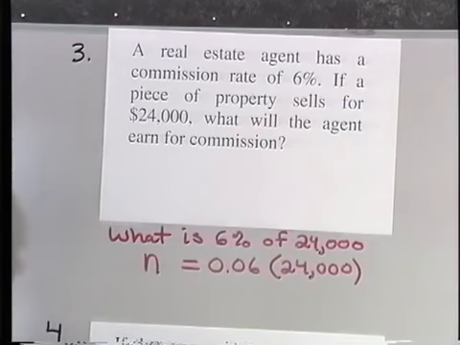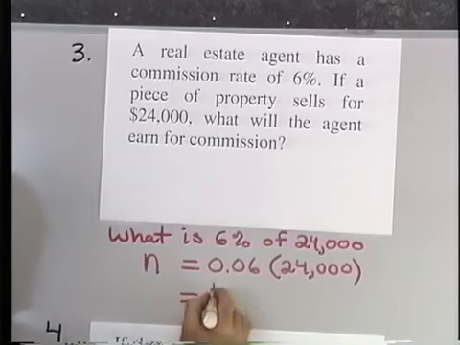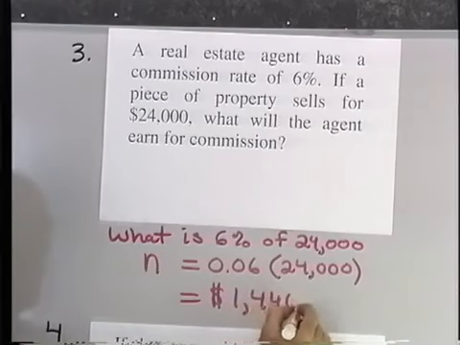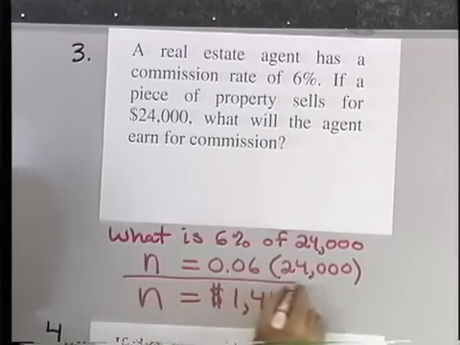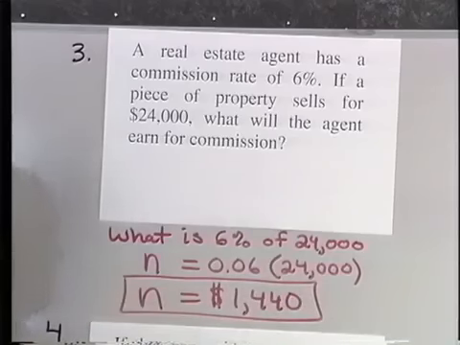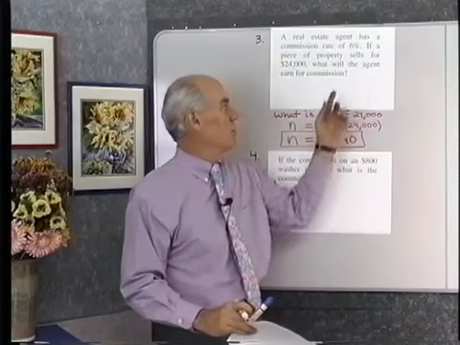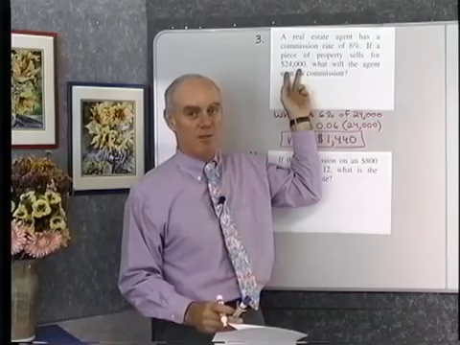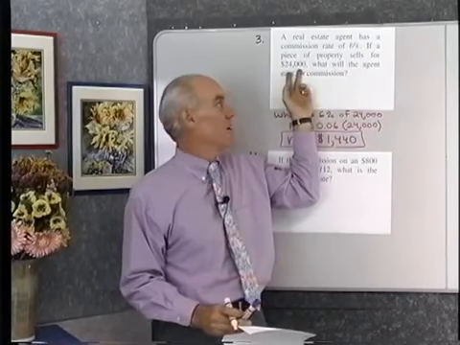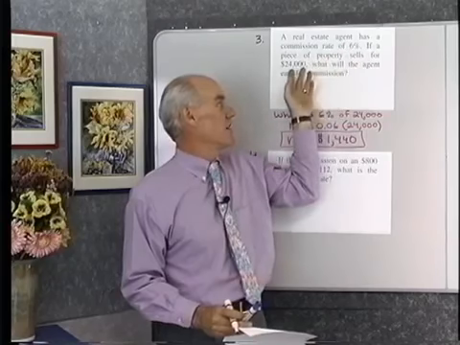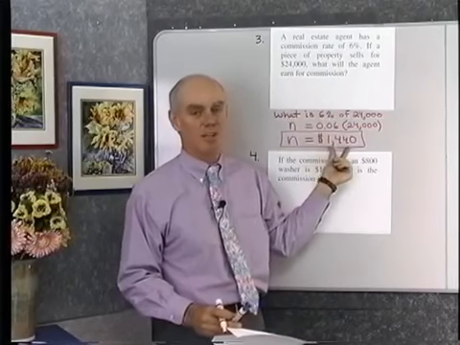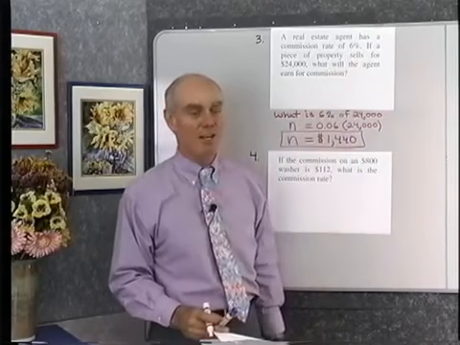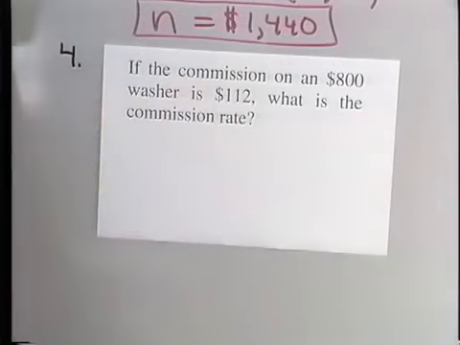And then when I do that, I end up with, and I'll use a dollar sign here, $1,440. So that's what N comes out to be, and that's the real estate agent's commission. So the commission rate is 6%. The purchase price, or the selling price of the piece of property, is $24,000. The real estate agent gets 6% of that in commission. So the commission is $1,440. The commission rate is 6%. So let's look at the next problem.